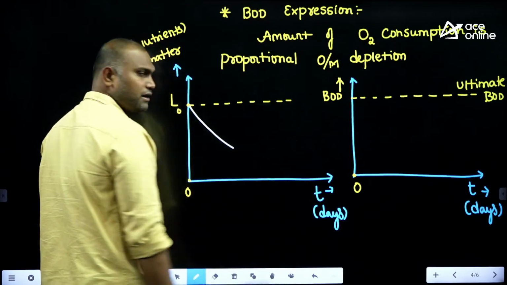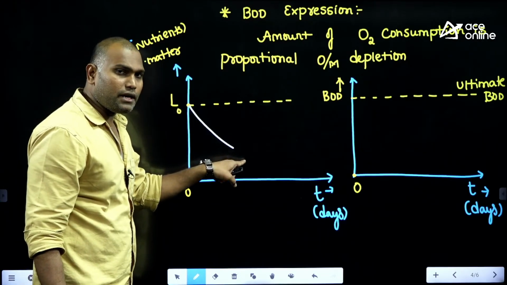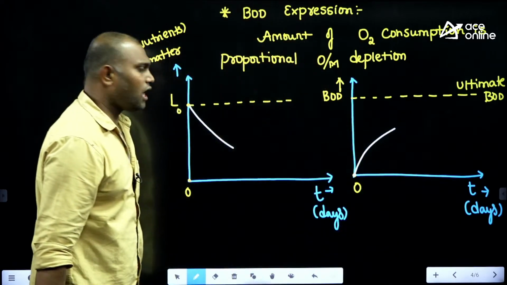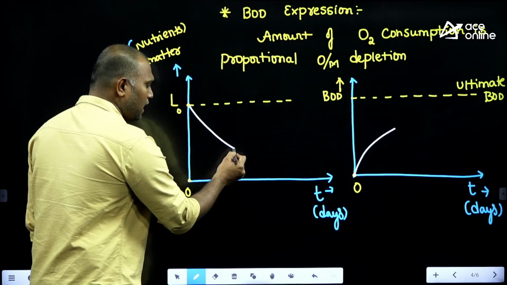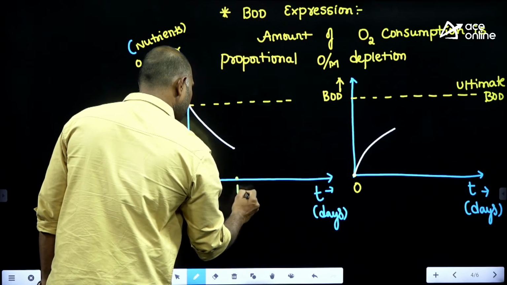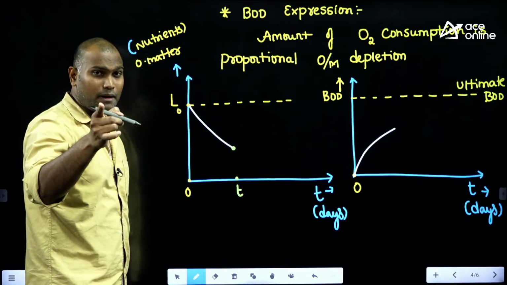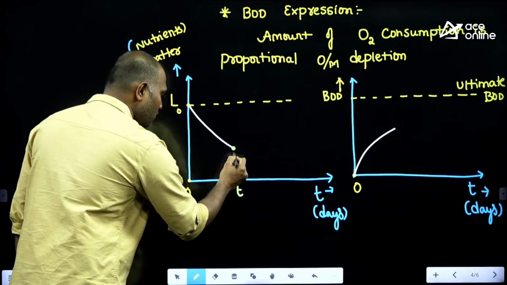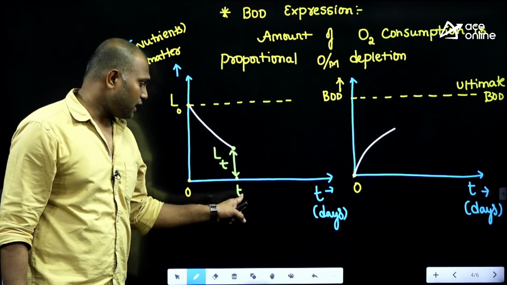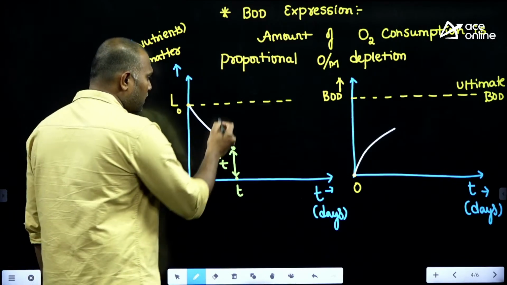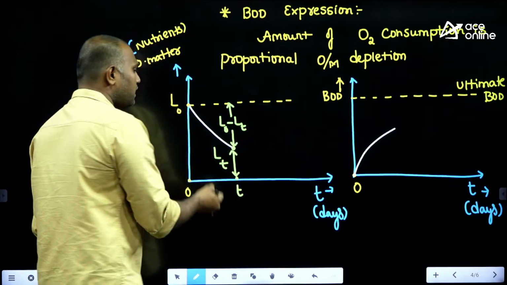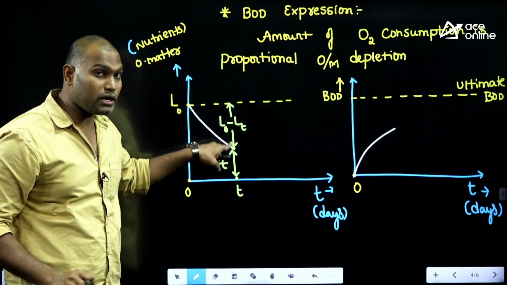Now you see here, from here onwards, the organic matter will deplete. How does the organic matter deplete? By oxygen, when the bacteria utilize the oxygen. So now at any time t, suppose I ask you how much organic matter is present in the water, this is nothing but the organic matter available in the water at that time t, Lt. And how much organic matter depleted? This is L0 minus Lt. That much organic matter got depleted.